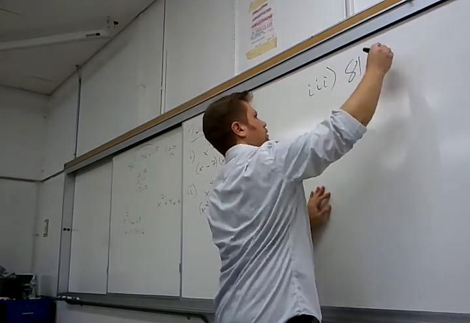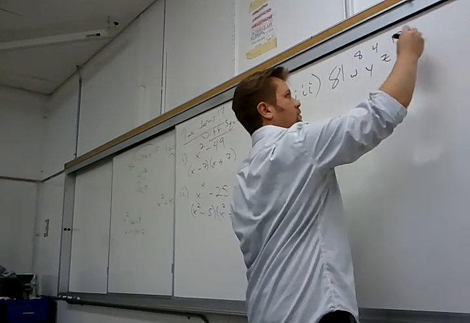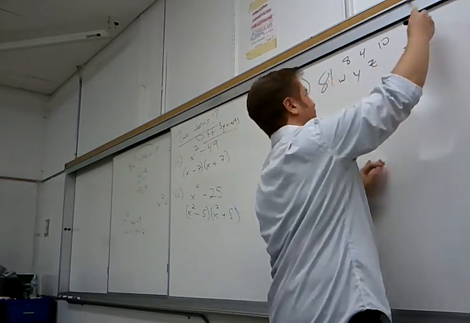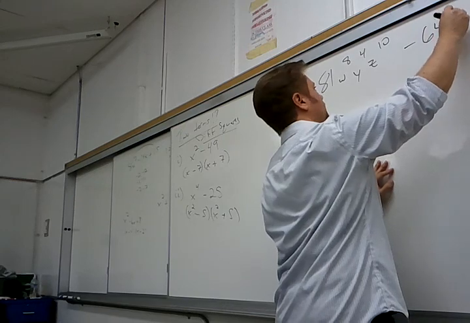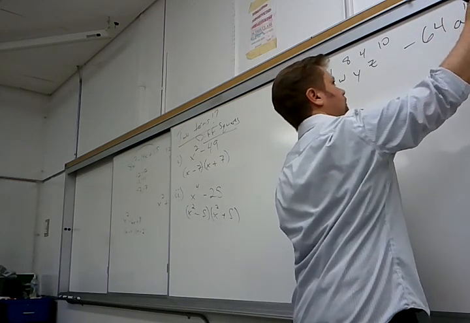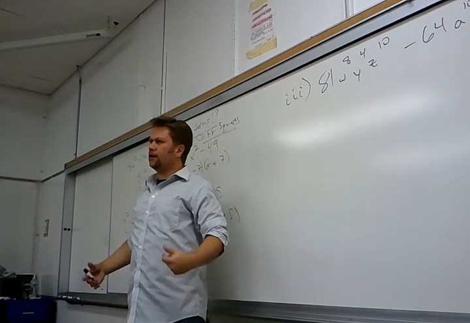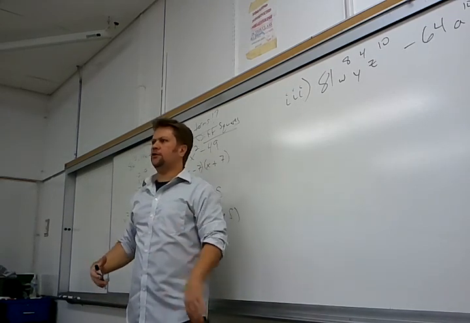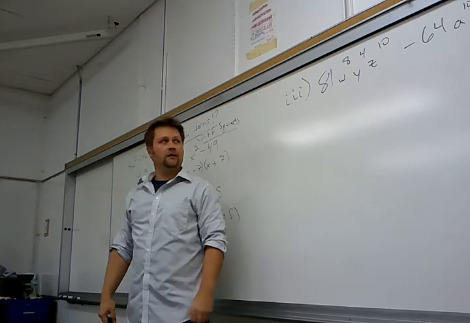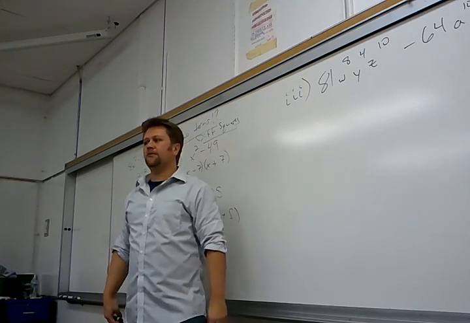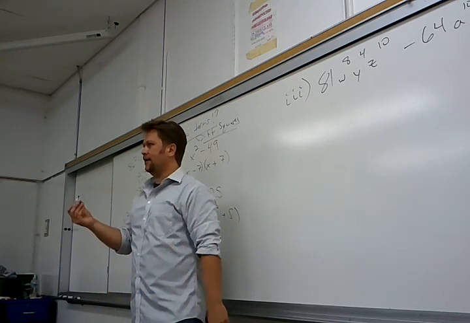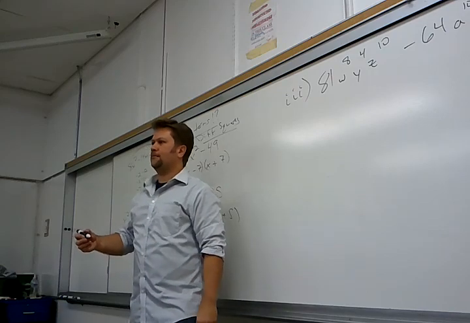81 w^8 y^4 z^10 minus 64 a^100 b squared. Excuse me. Now see, you guys, I keep trying to show you what not to be scared of. I don't care that I loaded it with a bunch of extra stuff. You just need to make sure you have enough room to do the problem.